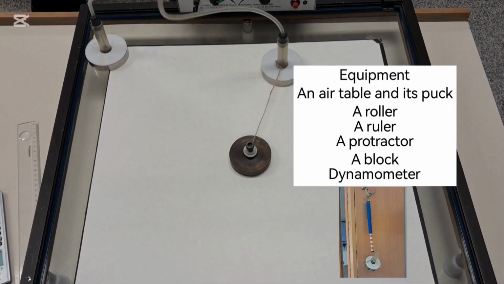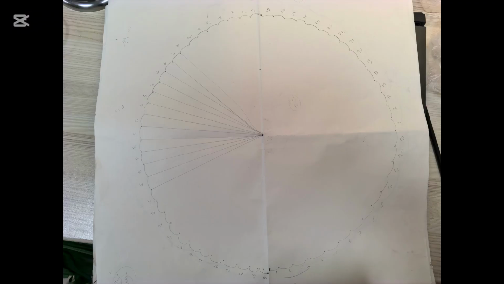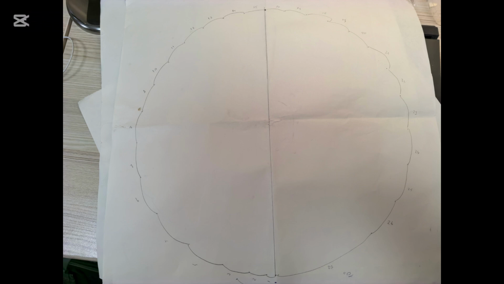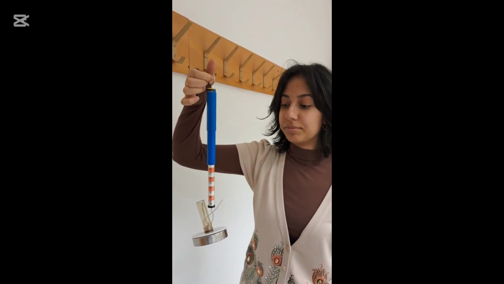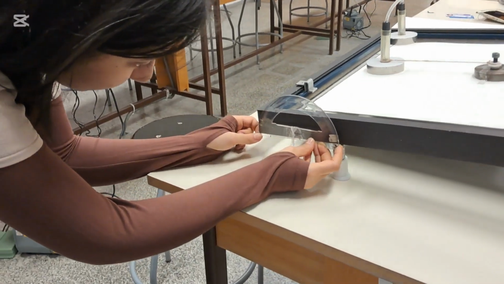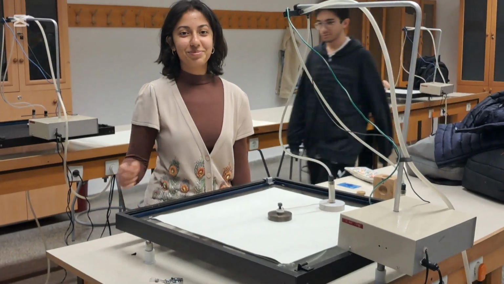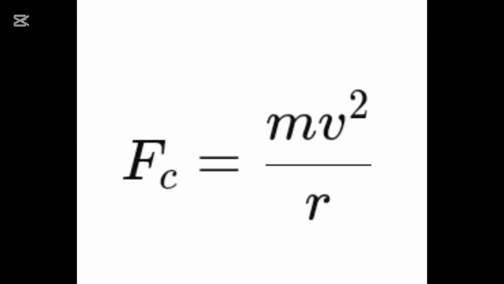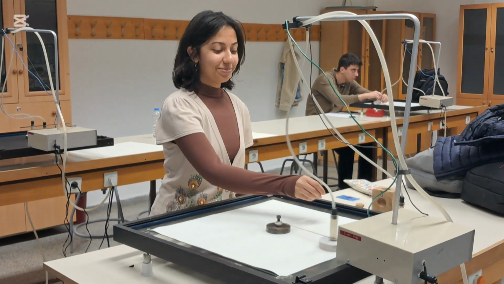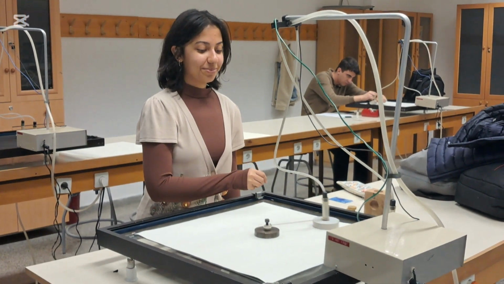I measured the radius of the circular motion of the object using a ruler and determined the mass of the object using a dynamometer. Additionally, I used a block to incline the surface and measured the angle of inclination with a protractor. To measure the centripetal force, I first used the formula F = m v squared divided by r, by calculating the instantaneous velocity.